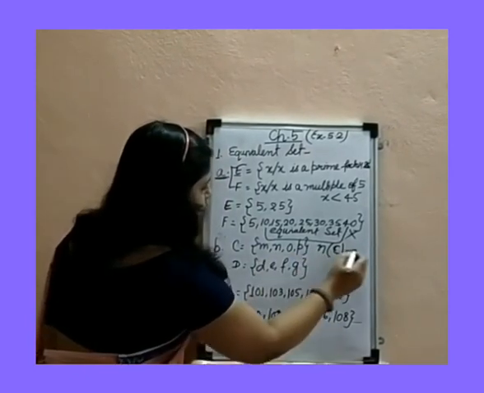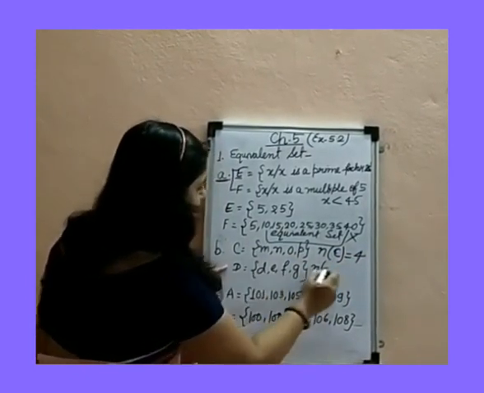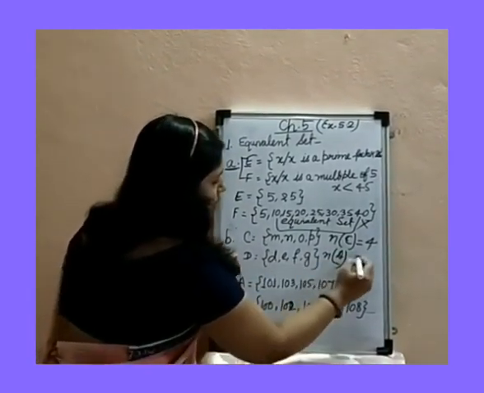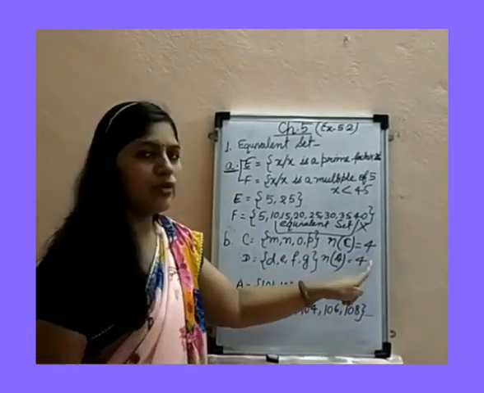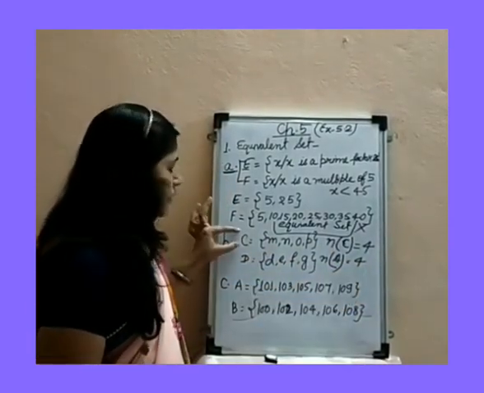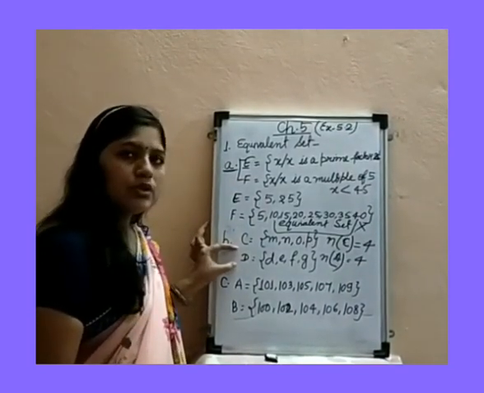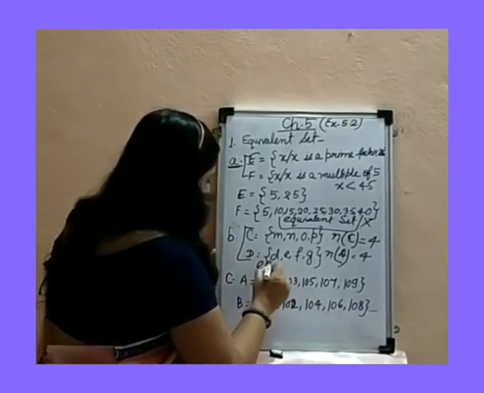Now question number B: set C is M, N, O, P. The number of elements in set C is 1, 2, 3, 4. Now the number of elements in set D is also 1, 2, 3, 4. It means both sets have the same number of elements. So set C and set D are both equivalent sets.